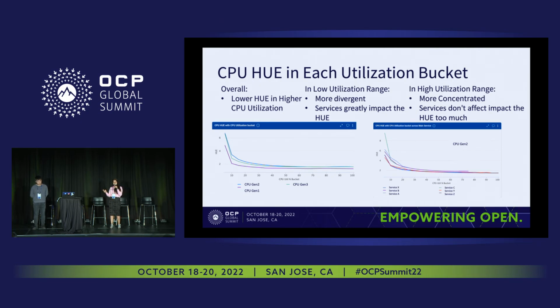In the high utilization range, we notice that they are more concentrated in the overall HUE value, and they tend to remain stable. And services don't impact much in the overall HUE. However, within the 10% range, be it for different generations of CPU or for different services that have been placed, we notice the similar trend.